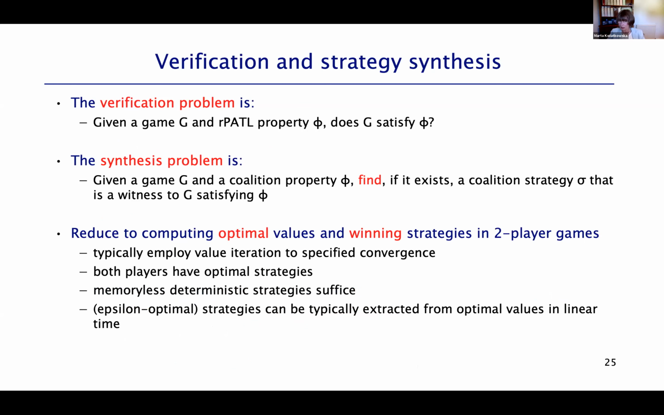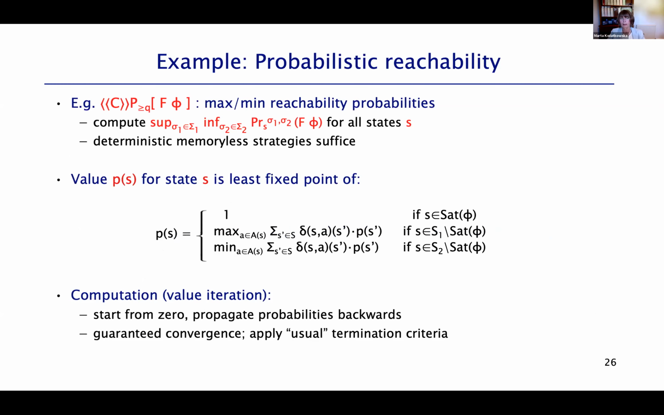Now what we do is we typically employ value iteration. So the complexity is not necessarily reflected in the complexity of the tool implementation, because we just compute it as the limit and we stop when convergence has reached satisfactory values. Now both players get optimal strategies, memoryless strategies, etc. And we can extract the strategies in the same way.